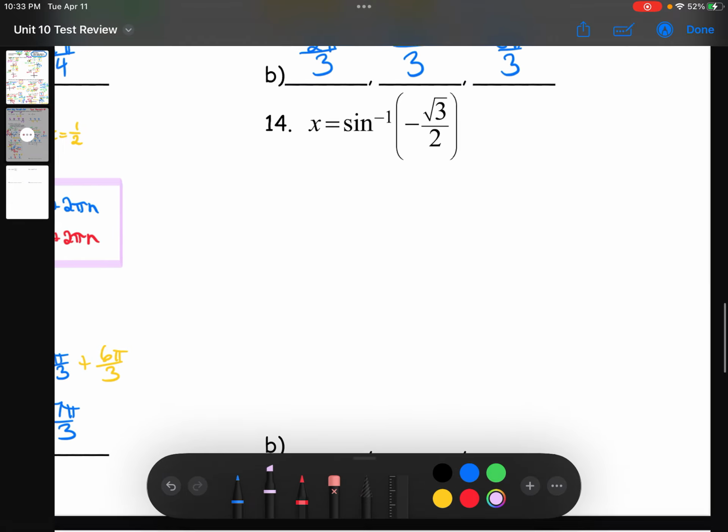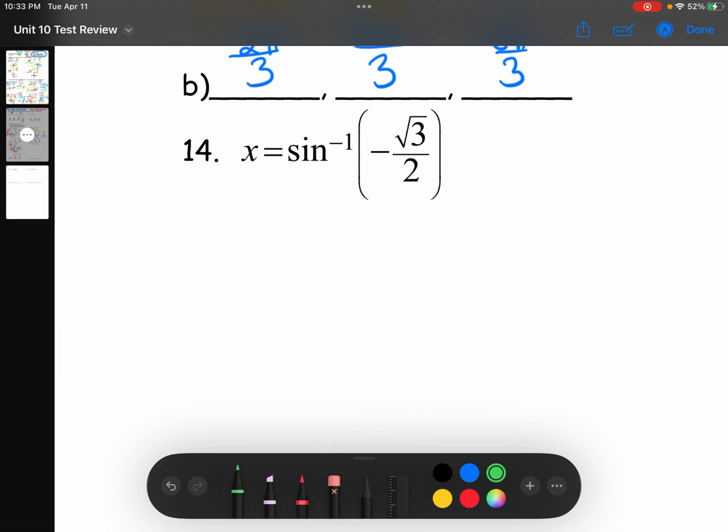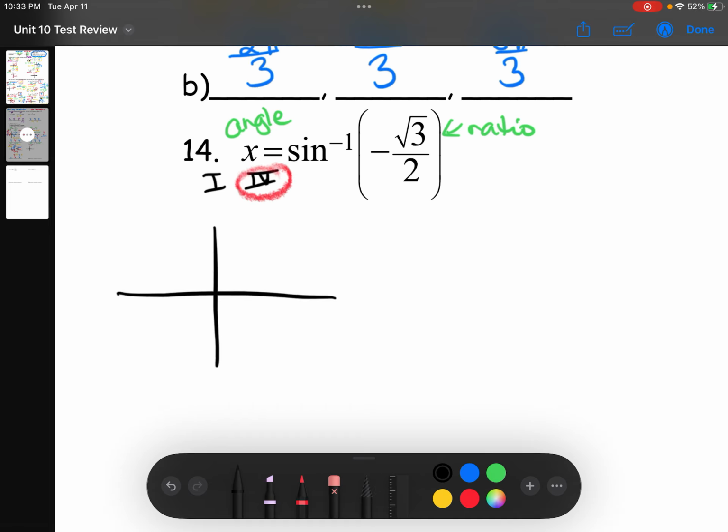All right, let's take a look at 14. We have x equaling sine inverse negative square root 3 over 2. Negative square root 3 over 2 is a ratio. It's inside an inverse. The x that we're trying to find is an angle. Sine inverse can be in quadrant 1 or 4. Being a negative ratio, this will be in quadrant 4. So draw the triangle, draw the angle into quadrant 4, perpendicular to the x-axis. One leg sits on the x-axis. Theta is at the vertex at 0, 0.